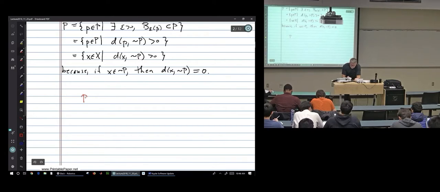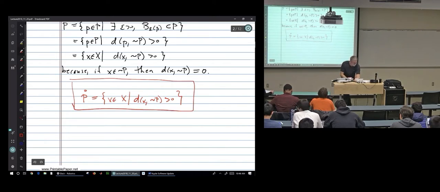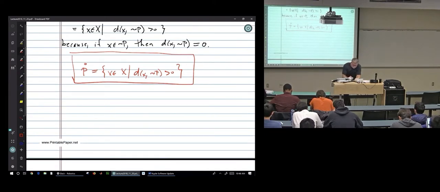So we can write down interior of P equals set of all X in X, distance from X to the complement of P is positive. Okay, so that's the interior of the set. It could be empty, could be everything, it could be a lot. Definition.